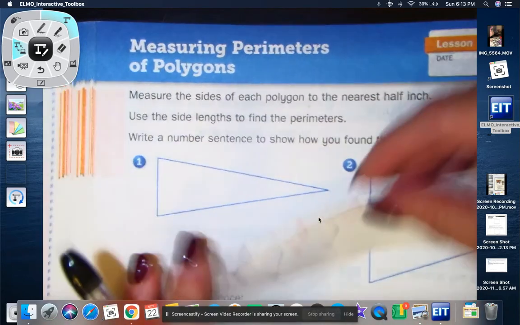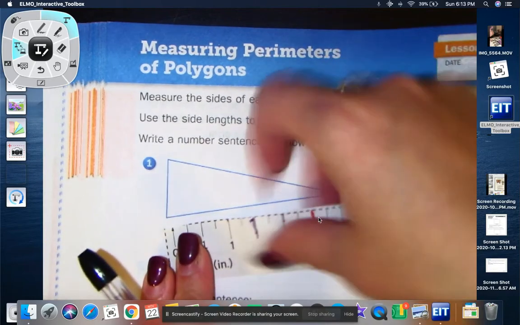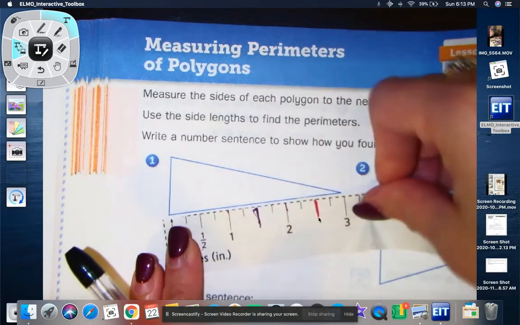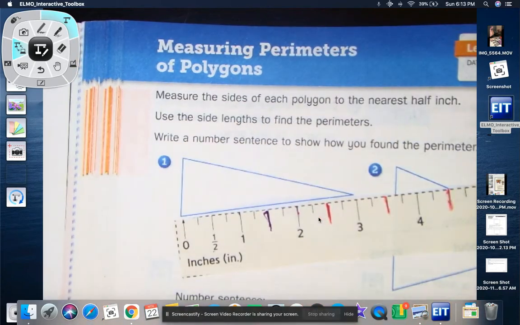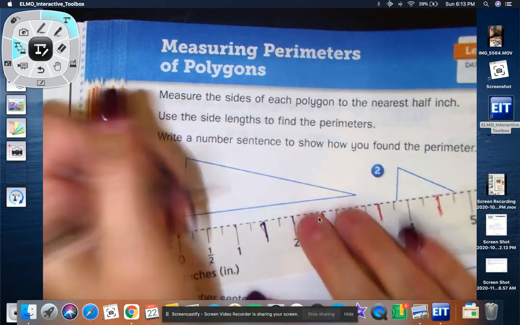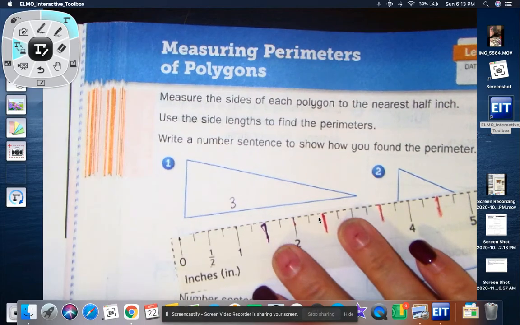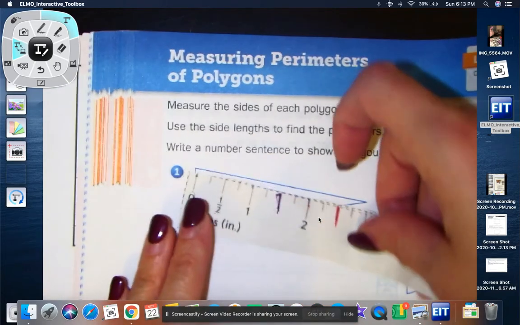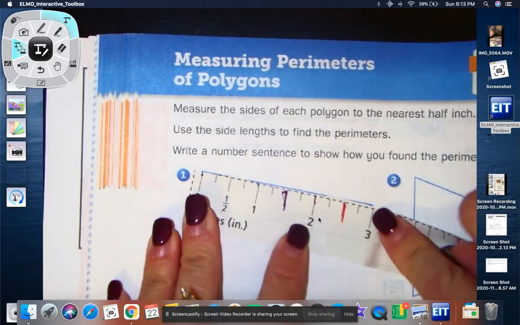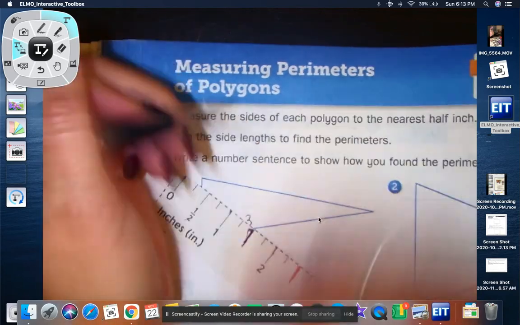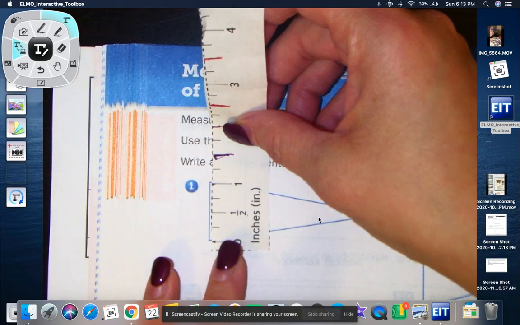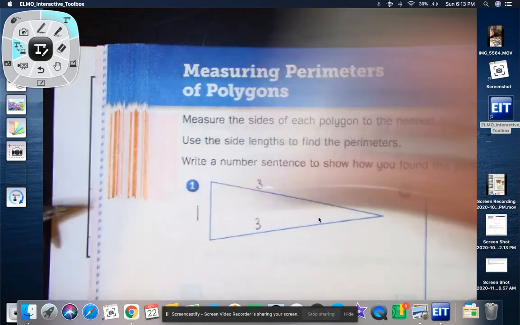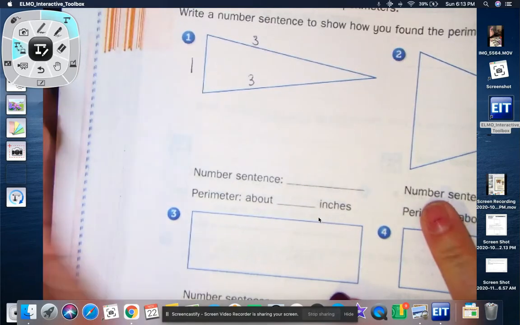So for problem 1, you are going to start the 0 on the edge of the line and measure out. Remember what we said about keeping track of your numbers? Write it in your triangle. This is 3 inches. I'm going to measure the other side. This is also about 3 inches. And then I'm going to measure this side over here. It's about 1 inch. Thankfully, we didn't have any half inches, but we're going to write our number sentence.